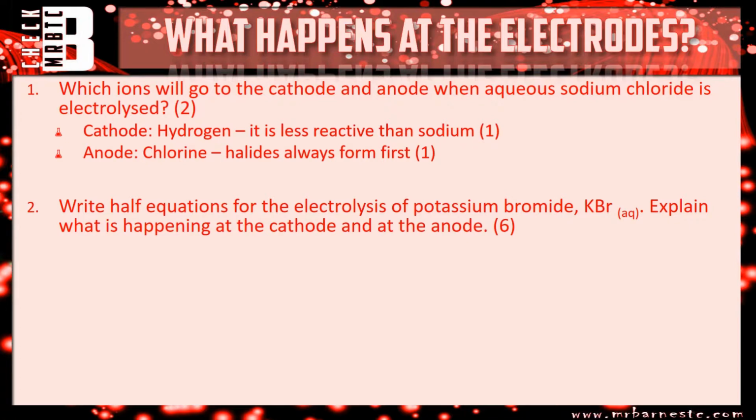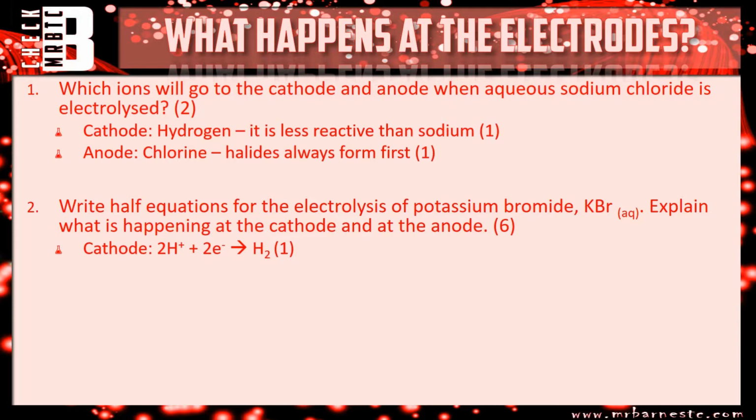On to question 2, writing half equations. So we've got aqueous potassium bromide. You've got a choice between potassium and hydrogen. Hydrogen is the least reactive, therefore that will form first. So you will have H+ ions gaining electrons to form hydrogen. Hydrogen's diatomic, so when it's balanced it looks like this: 2H+ plus 2e- arrow H2.